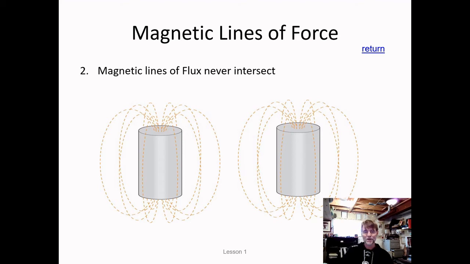So here's our first 3-dimensional picture. Our lines of flux create a cloud, and they all spread out as symmetrically as possible, and they never cross, they never intersect.